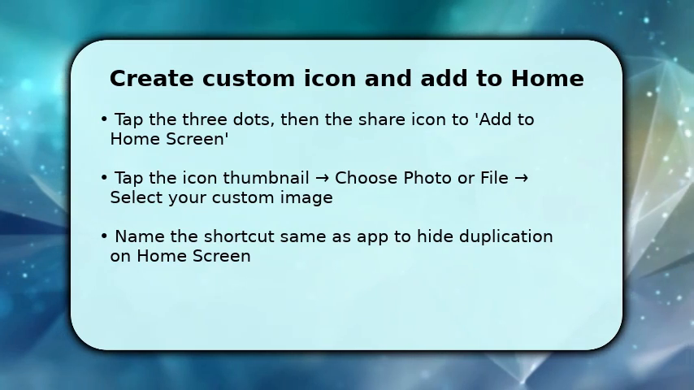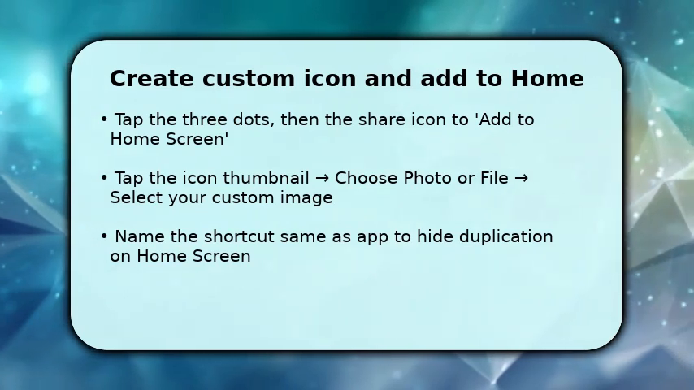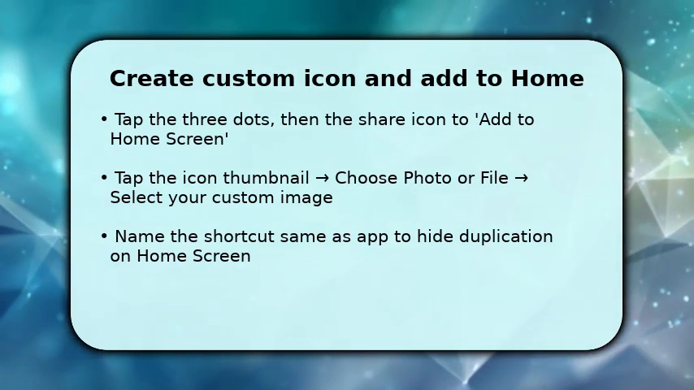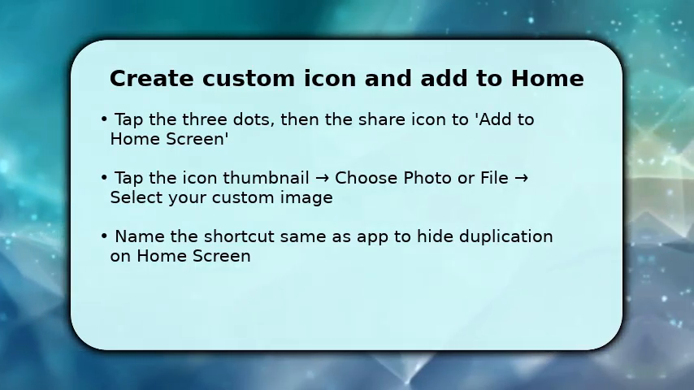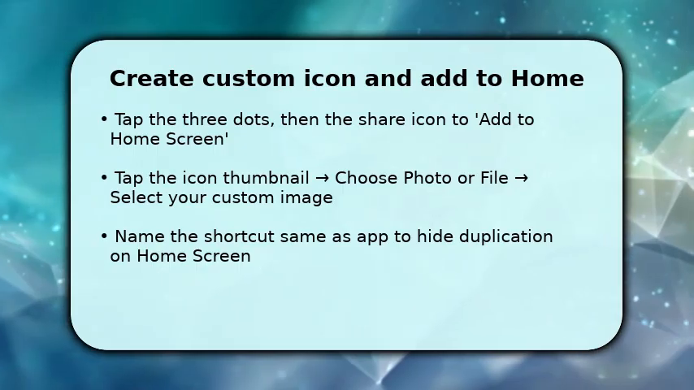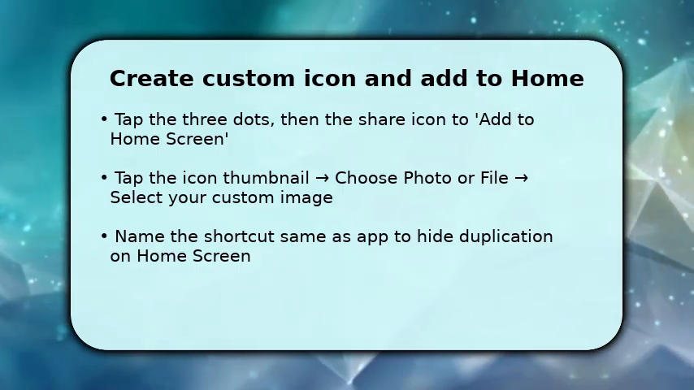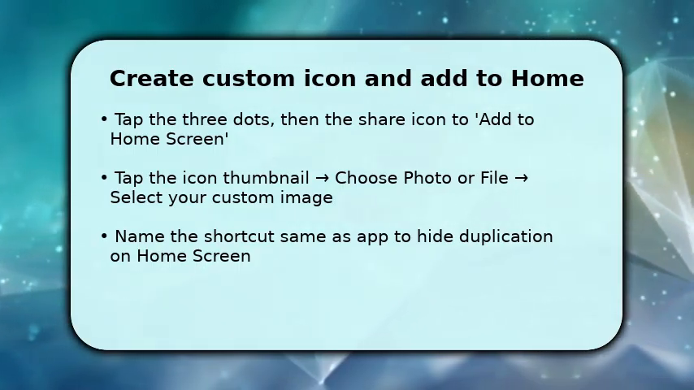Once your shortcut opens the right app, you'll assign the visual. Open the shortcut settings, tap the 3 dots, then Add to Home Screen. Tap the small icon preview and choose Photo or File to pick your custom image. This embeds the artwork into the home screen icon.